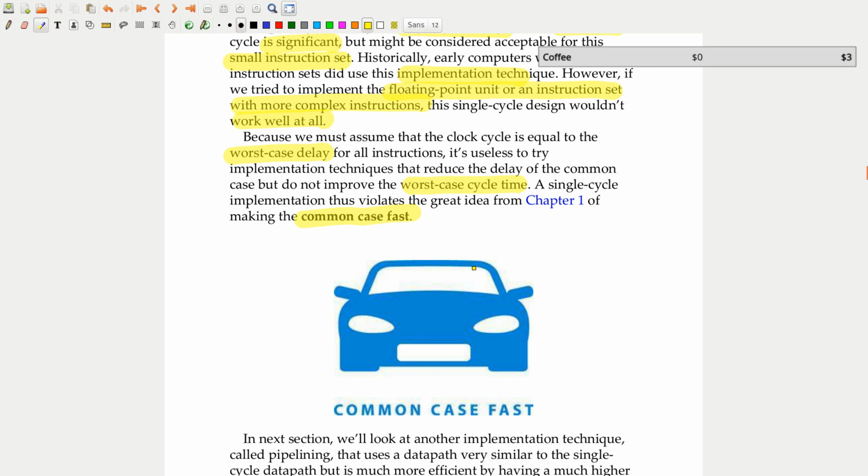So remember these 8 great ideas, things like expecting Moore's law to continue, parallelizing things, using prediction, keeping in mind dependability. We don't want to break those in our designs. And we see that this single cycle processor breaks this fundamental idea of making the common case fast.